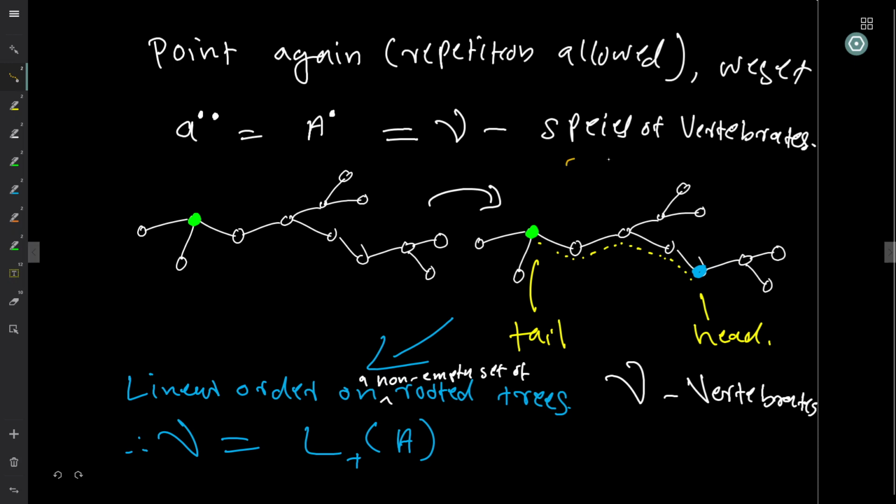So we call the species of vertebrates. So what is it in our case? We have a tree where we have two vertices marked as special. First you point to some element, then you point to an element, and the first element is called the tail, and the second element is called the head. Of course, this can be the same because we allow repetition.